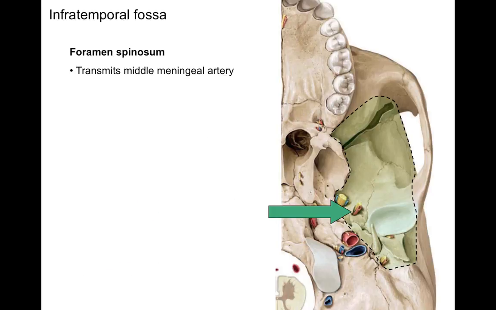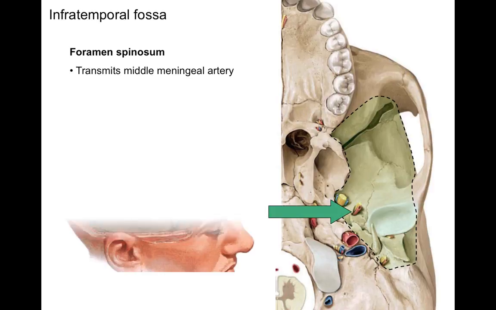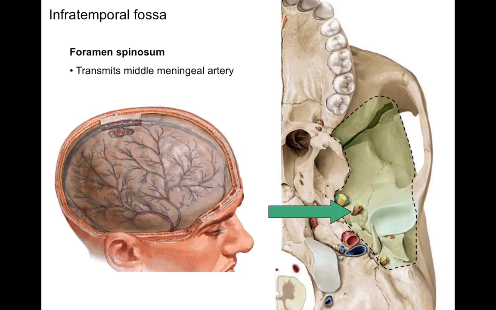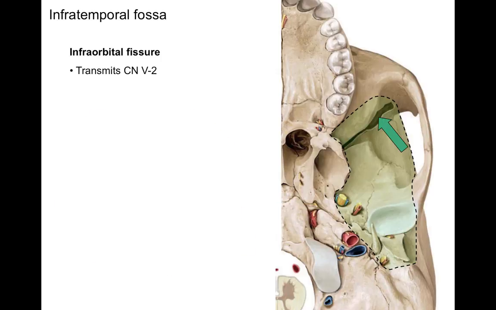Next is the foramen spinosum that transmits the middle meningeal artery. Well, there's the foramen spinosum and that middle meningeal artery, and so remember this picture? There's the middle meningeal artery as it supplies the dura mater, and that is how the middle meningeal artery gets from the infratemporal fossa to the scalp, or to the dura mater, pardon me.